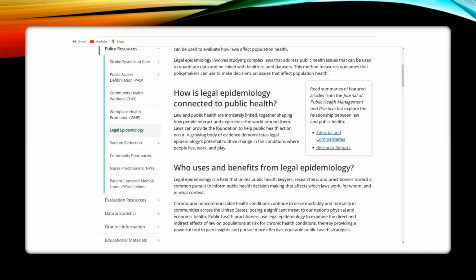So, chronic and non-communicable health conditions continue to drive morbidity and mortality in communities across the United States, posing a significant threat to the nation's physical and economic health. So, these laws help a lot to understand the patient as well as what facilities are available to them. Next, please.